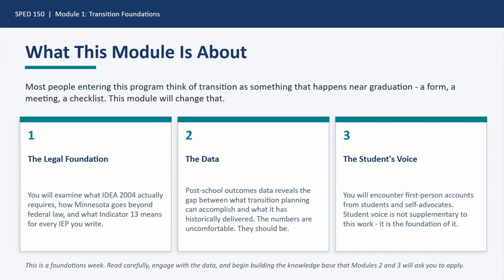Let's situate ourselves in where we are in the course before we go further. SPED 150 runs 3 weeks. Each week is one module. They build sequentially. Module 1 lays the conceptual and legal ground. Module 2 moves into the assessment and IEP writing, and Module 3 brings the IEP to completion and prepares you to lead a real transition planning team. Module 1 is where you are now.